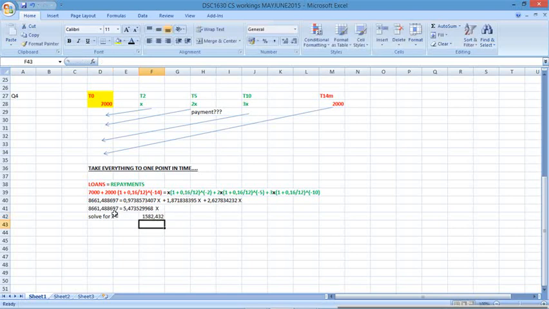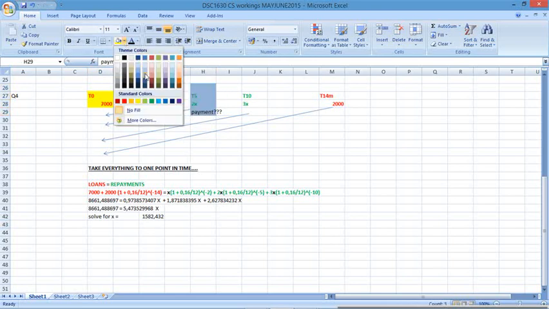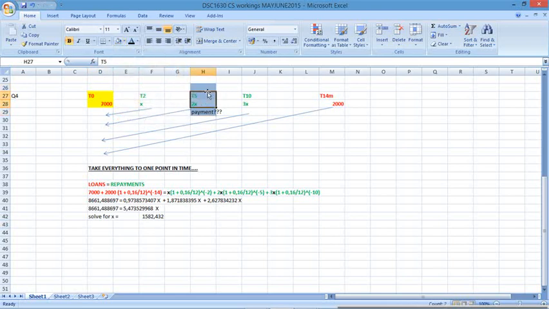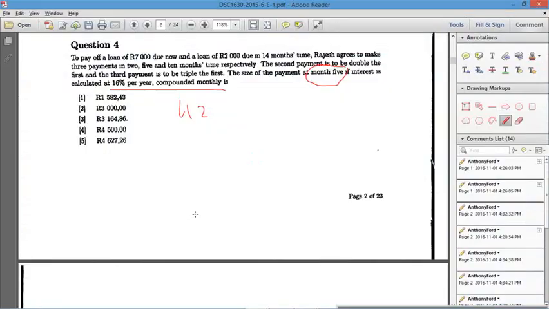Right, and if you solve for x, you get that. Okay, but remember the question wanted the payment here. Okay, at time 5. Alright, so if I'm looking at time 5, I'm going to have to multiply this by 2 to get the payment at time 5. Right, which is 3164, option number 3.